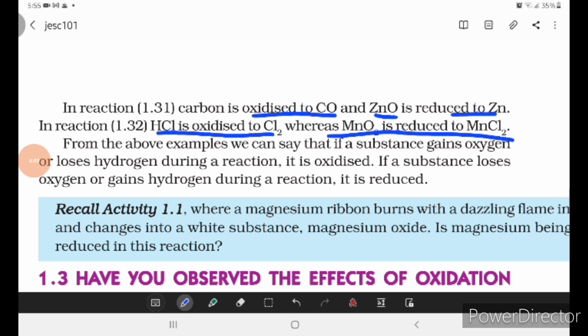So from the above examples, we can say that if a substance gains oxygen or loses hydrogen during a reaction, it is oxidized. Or else, if a substance loses oxygen or gains hydrogen during a reaction, it is reduced.